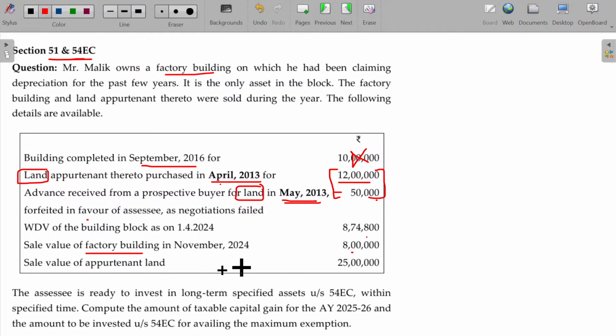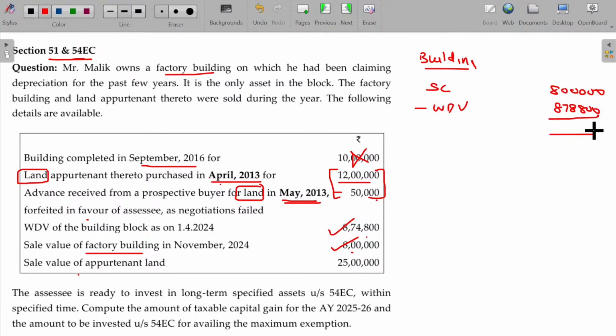Sale value of the factory building 8 lakhs, and sale value of the appurtenant land 25 lakhs. Now let me finish off the building first of all. Sale consideration being 8 lakhs, minus WDV of the block 8,74,800. The difference between these two is 74,800 negative. This is a short-term capital loss.